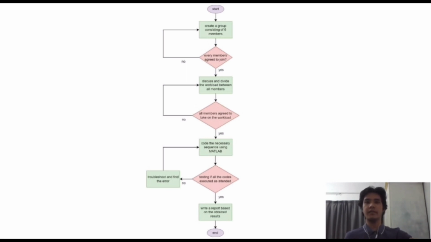So right now I will present about our group methodology and we will start with the flowchart of this group project. For starters, we create a group consisting of 6 members, and after every member agreed to join, we discuss and divide the workload between all the members. After all the members agreed to take on the workload, we proceed to code the necessary sequence using MATLAB, which is handled by Fazul Hadi and Ismail Arif. After testing all the codes and obtaining the results, we will write a report based on the obtained results.